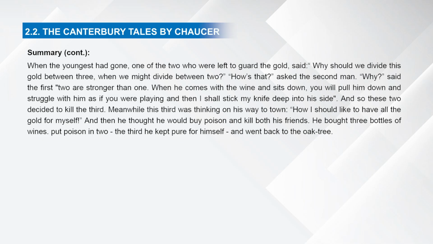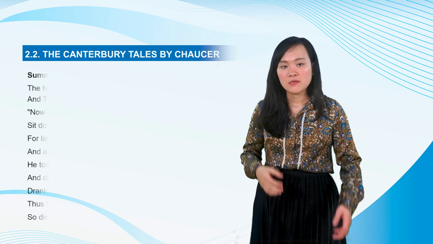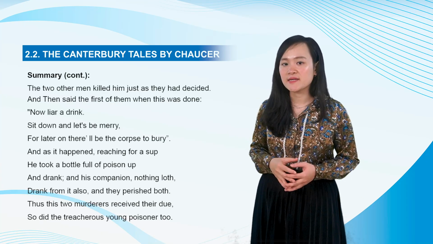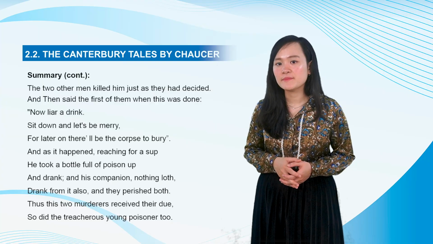Meanwhile, this third was thinking on his way to town, how I should like to have all the gold for myself. And then he thought he would buy poison and kill both his friends. He bought 3 bottles of wine and put poison into 2 of them. The third he kept pure for himself, and went back to the oak tree. The 2 other men killed him just as they had decided.